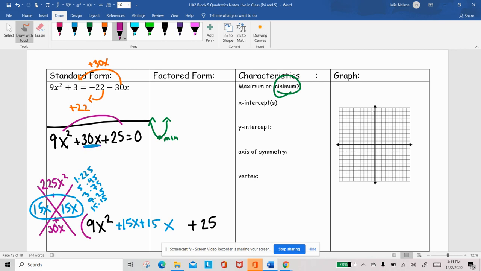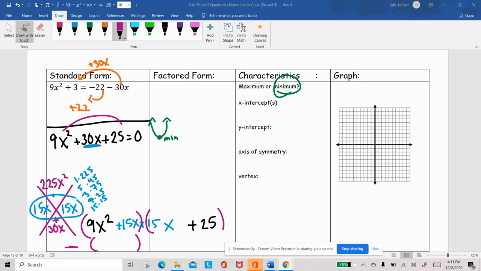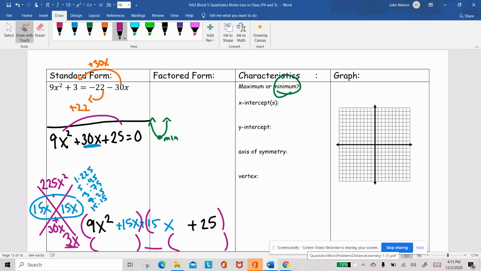So what do the first two have in common that I can factor out, and what would be left? And what do the second two have in common, and what would be left? Well, the first two, 9x squared and 15x, both have a 3x in common, and what's left is 3x plus 5. And what does 15x and 25 have in common? They both have a 5, and what's left? 3x plus 5. Now, these parentheses have to be the same. If they're not the same, you did something wrong. So our factors are 3x plus 5 and 3x plus 5.